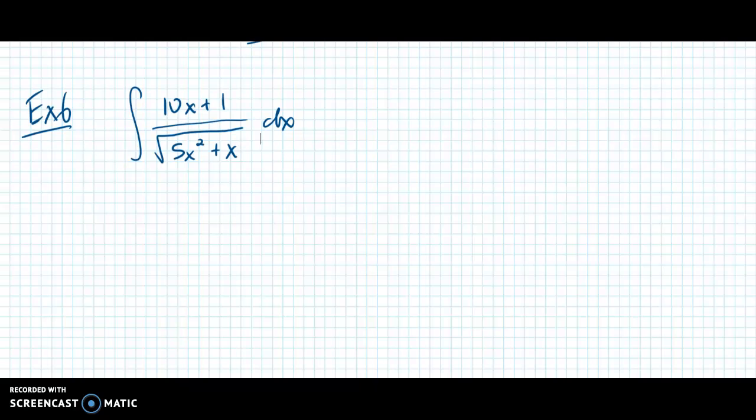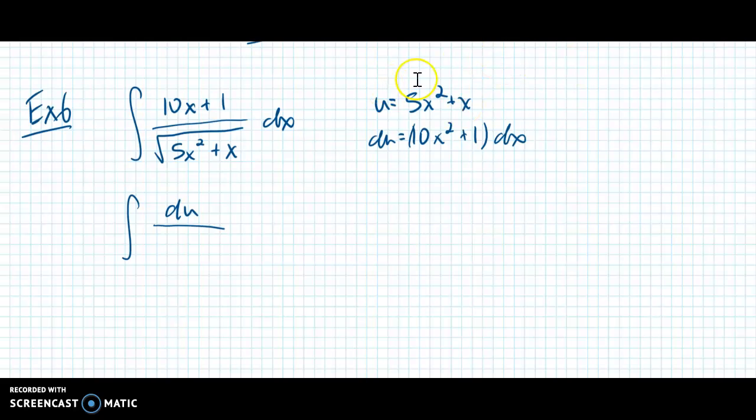Nah, here's why. Same u as before, 5x squared plus x. Find the du. It's 10x plus 1 with a dx. And then I sub everything in. So I get the integral, my du is in the top, and then notice there's no square root here. So it's root u.